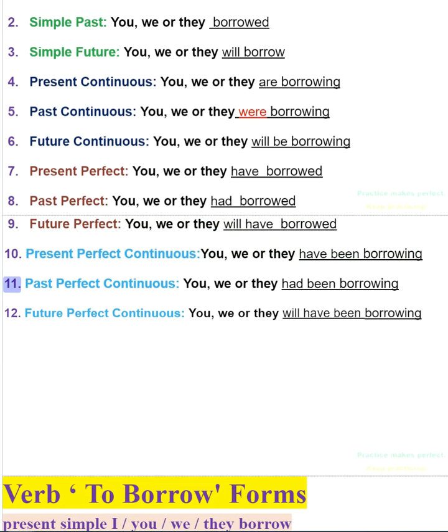11. Past perfect continuous, you, we, or they had been borrowing. 12. Future perfect continuous, you, we, or they will have been borrowing.